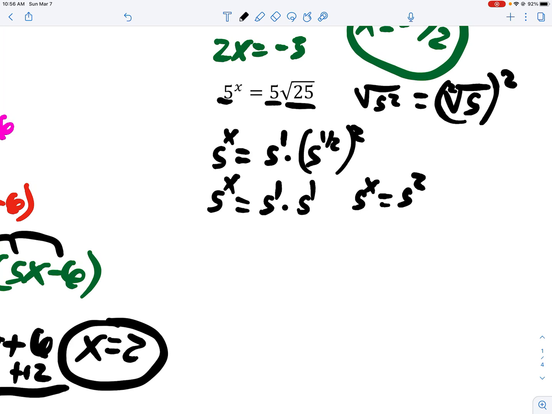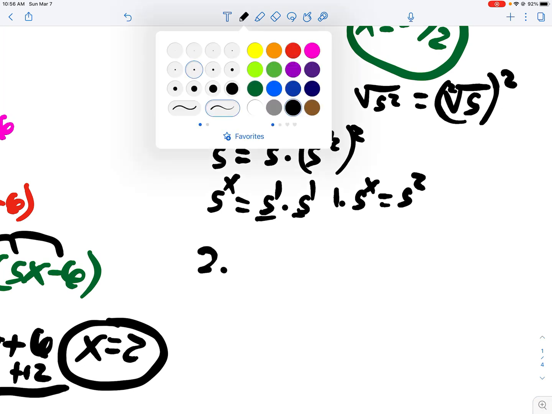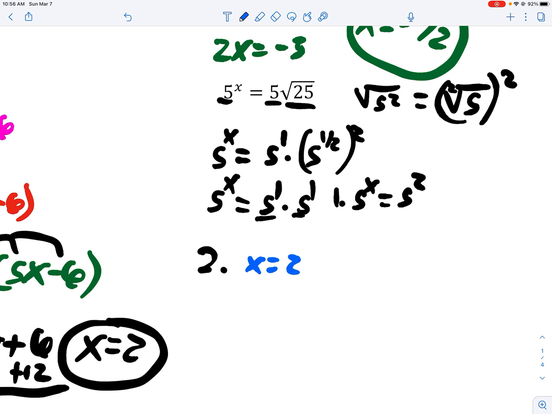How did I get 5 squared? Bases are the same, you add your exponents. So now, there's step 1. The bases are the same. Step 2, drop the bases. So we have x equals 2. Step 3, solve. It's already solved.